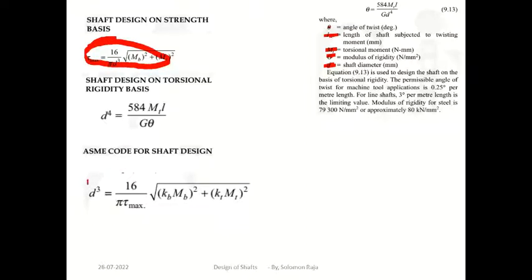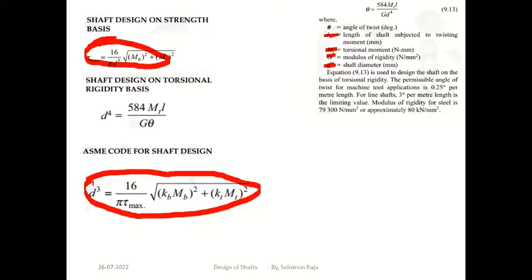Here also they have used the same things, but they have included kb and kt extra. It is the same formula which we used in the strength basis, used again. Tau max came down here and d cube went there. That's a small change; they brought the tau max down and brought the d cube here.